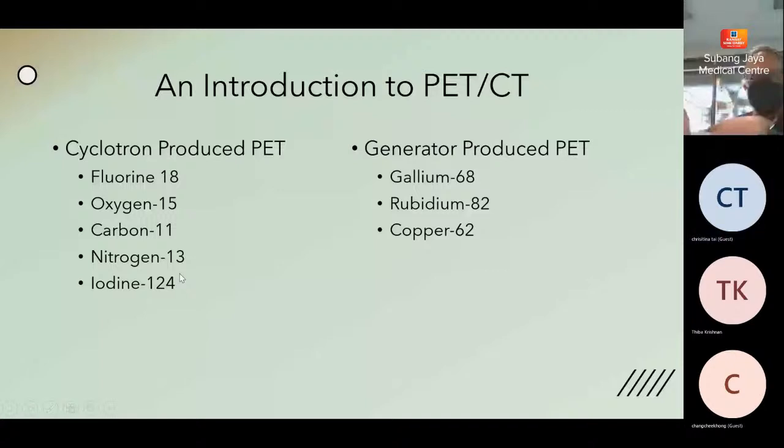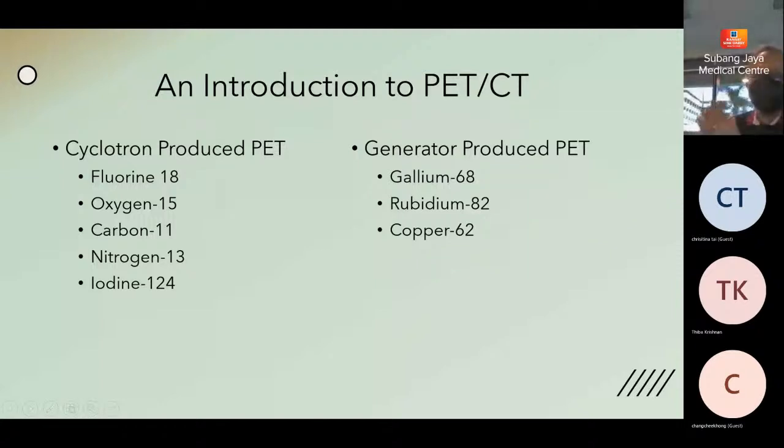Nitrogen-13 is used mainly for certain types of tumors, particularly brain tumors, and we also use it for cardiac scans. The generator-produced PET isotopes are gallium-68, used for neuroendocrine tumors, rubidium-82 for cardiac scans, and copper-62, which has multiple usages. I won't get into it, it's very hardly ever used around the world.